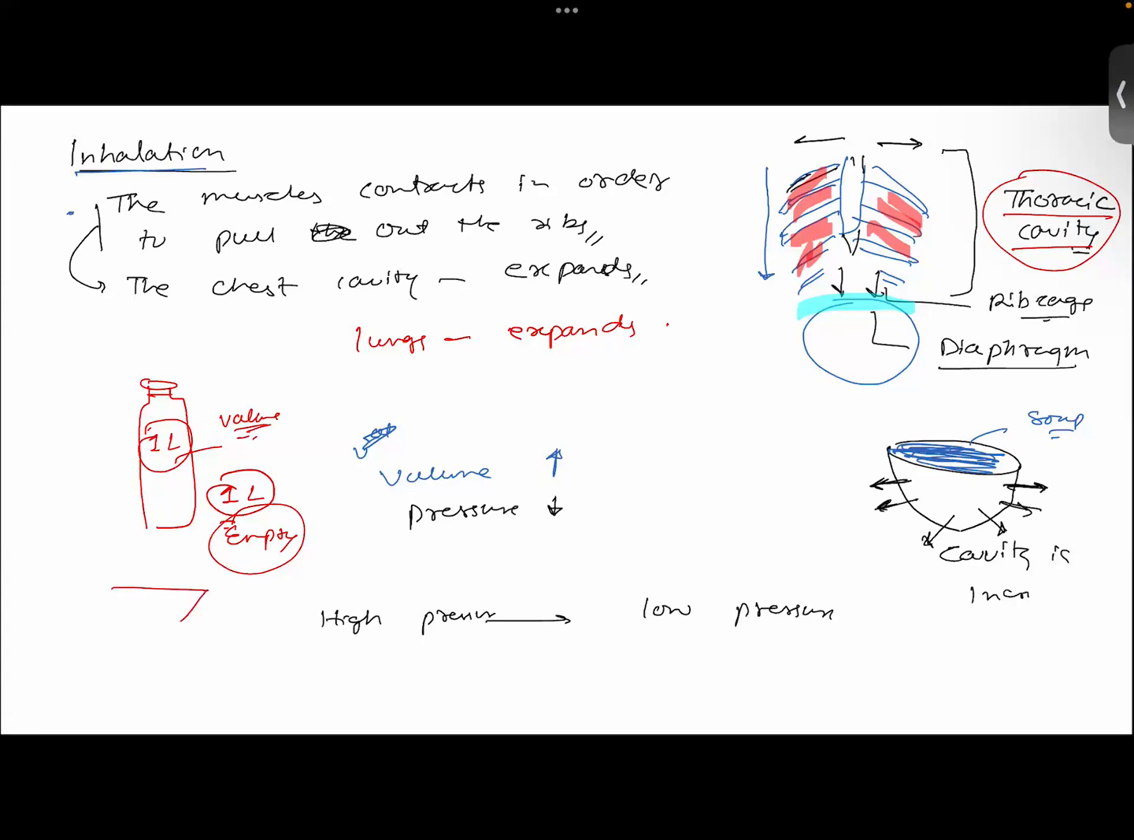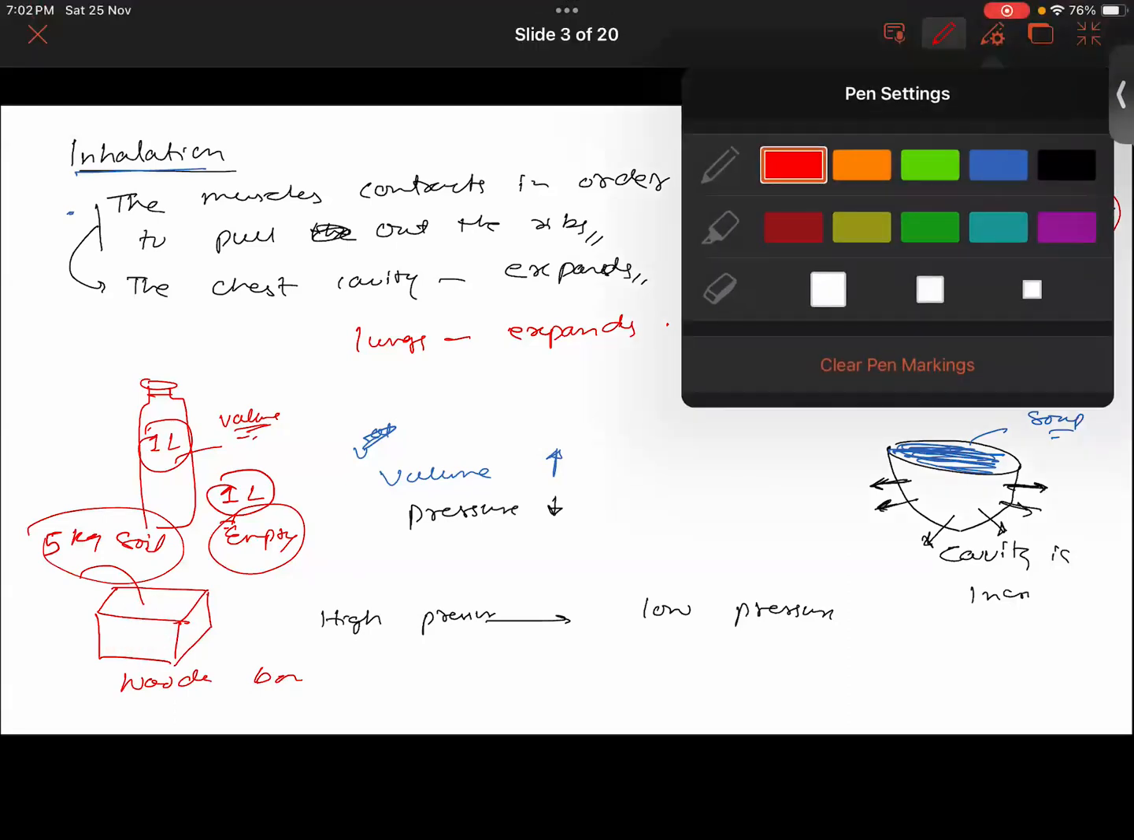Or imagine that you have a cardboard or wooden box, and in this you can fill 5 kilogram of soil. So here the 5 kilogram is the volume of this wooden box. In that manner we can understand. Getting it now? Okay.